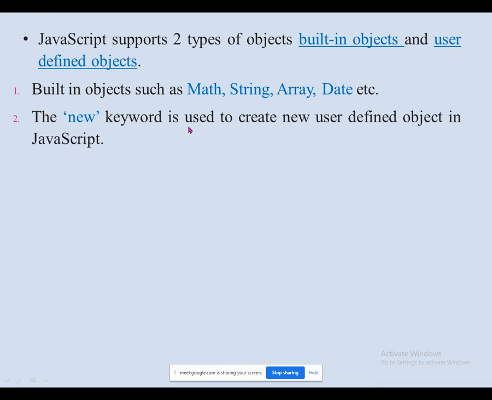The new keyword is used to create new user defined object in JavaScript. So again here, fill in the blanks or MCQ, one correct answer. You have to remember new. New is a keyword to create an object. Okay, here, same like function is a keyword to write a new function or to create a new function.